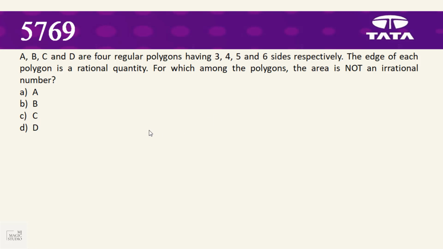A, B, C, D are four regular polygons having 3, 4, 5 and 6 sides respectively. The edge of each polygon is a rational quantity. For which among the polygons is the area not an irrational number? Root x is irrational if x is not a perfect square. Like root 2 is irrational, but root 4 is rational.